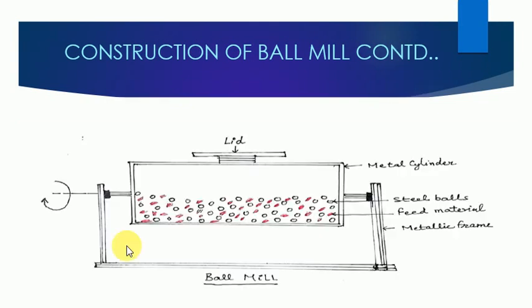Now you can see in the diagram the construction is very simple. It consists of a metallic cylinder. Steel balls are represented by black balls. Feed is represented by red color. The metal cylinder is mounted on a metallic frame which is rotated on its longitudinal axis.